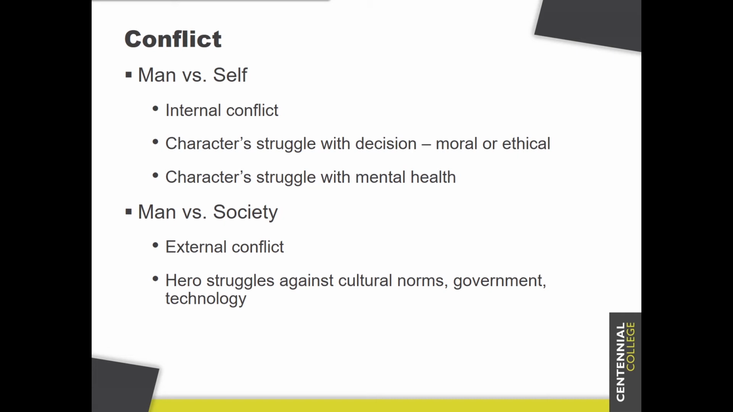And lastly, we have person versus society. An external struggle in which the hero is struggling against a larger society, some type of cultural norm, or they are struggling against the government, or they're struggling against technology of some kind. They have something like that standing in their way. It's not about an individual who's standing in their way. It's about a larger organization that is stopping them from achieving their particular goal. So those are the 4 types.